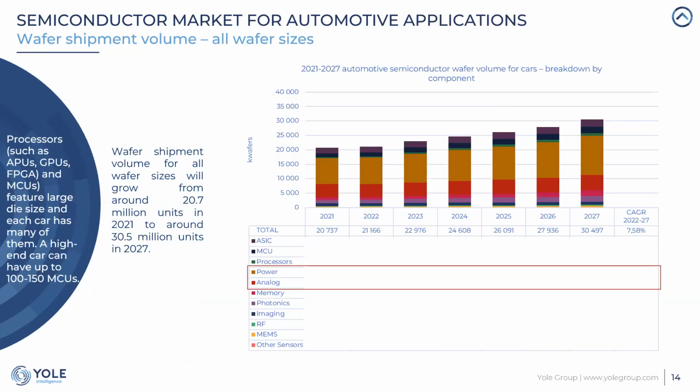In terms of wafer shipment, actually, there will be quite a significant growth for 12-inch wafers, because I would say that processors such as GPU, FPGA, MCU have quite a large die size. That means that they will require quite a large number of wafers to be processed for this kind of device. At the end, we have estimated that the wafer shipment volume for all wafer sizes will go from around 21 million units in 2021 to around more than 30 million units in 2027.